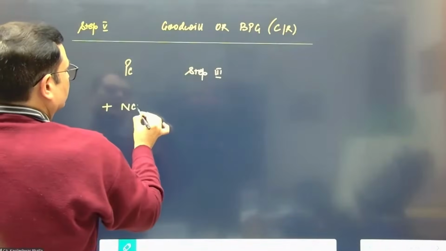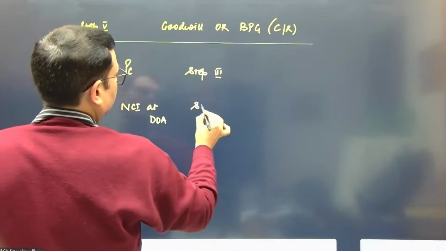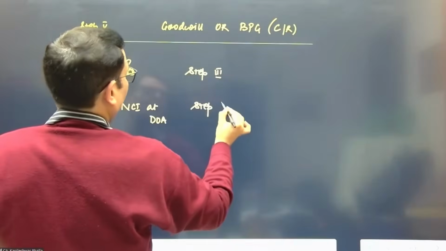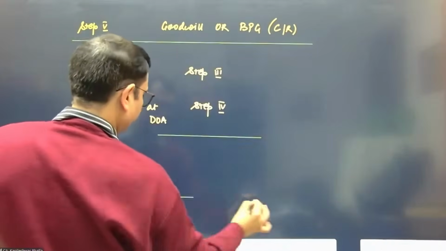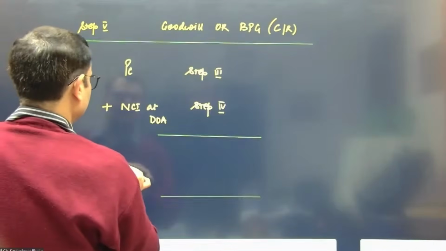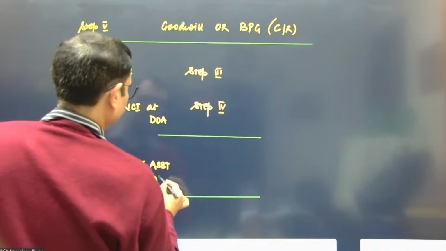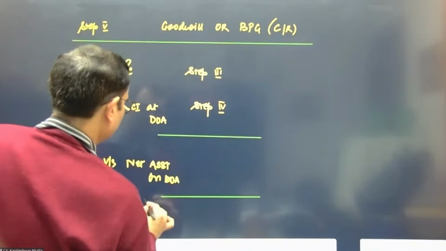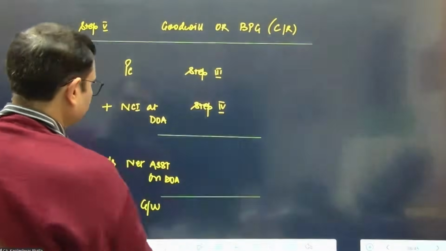Then you add the NCI at date of acquisition, and that is from step number 4. And then you compare this with the net assets on date of acquisition, and then we get the figure of goodwill. Now let's give you the focus points very clear in the mind.